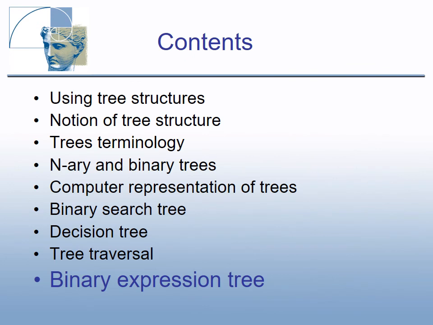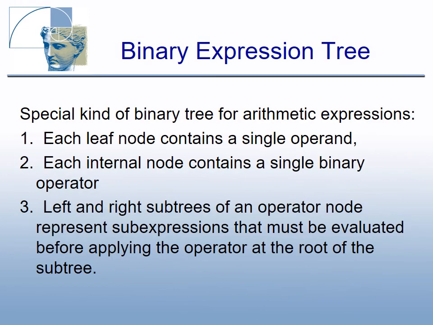Now let's consider the binary expression tree. One of the widely used forms of tree in computing is a binary expression tree. It's applied in compilers and interpreters for representing and calculating arithmetic and other expressions. This is a special kind of binary tree in which each leaf node contains a single operand, such as a number or a numerical variable. Each internal node contains a single binary operator, such as summation or multiplication. The left and right subtrees of an operator node represent sub-expressions that must be evaluated before applying the operator at the root of the subtree.